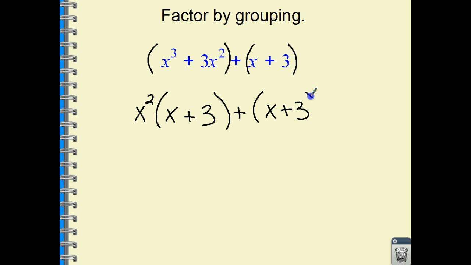x plus 3. Okay, now thinking back to that last screen, if we were to shorten this and make it easier to read, I see here that I have a common binomial of x plus 3, and on the outside I've taken out an x squared, and since I didn't take anything out of the second binomial, there's this invisible plus 1. There's a 1 right here, so we can bring down that 1 and then multiply it by that common binomial of x plus 3.